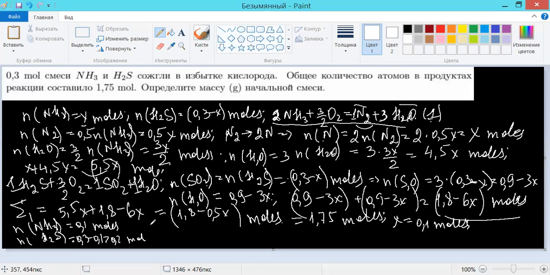Now we can easily calculate the mass of the gaseous mixture. The mass of this gaseous mixture equals the molecular weight of each of the components times its amount of substance, and we will get the following: 0.05 times 17 plus 0.2 times 34, and finally we'll get 8.5 grams. This is the answer to the question.